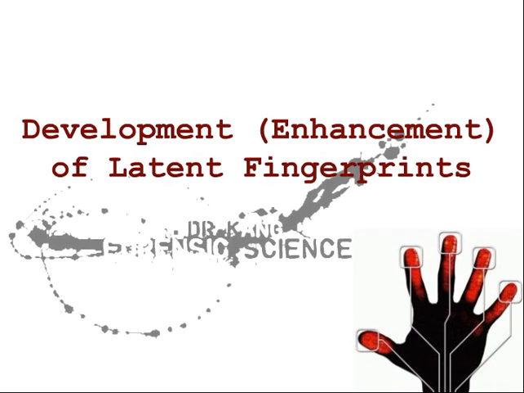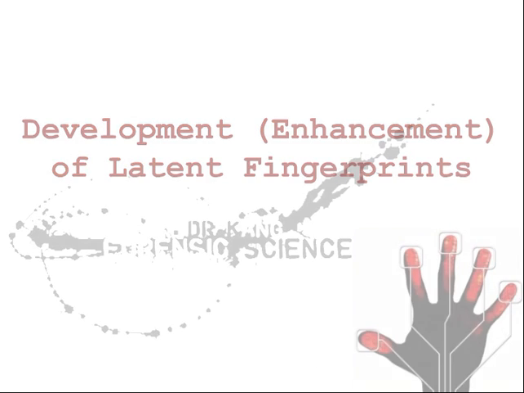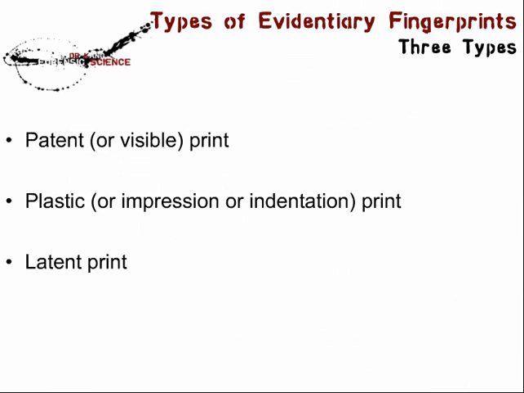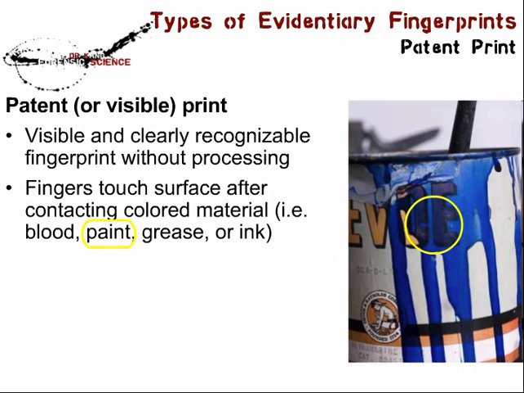Development, enhancement of latent fingerprints. At crime scenes and on items of evidence, three types of fingerprints may be encountered: patent, plastic, and latent. A patent, or visible print, doesn't need to be processed to be recognized as a fingerprint.